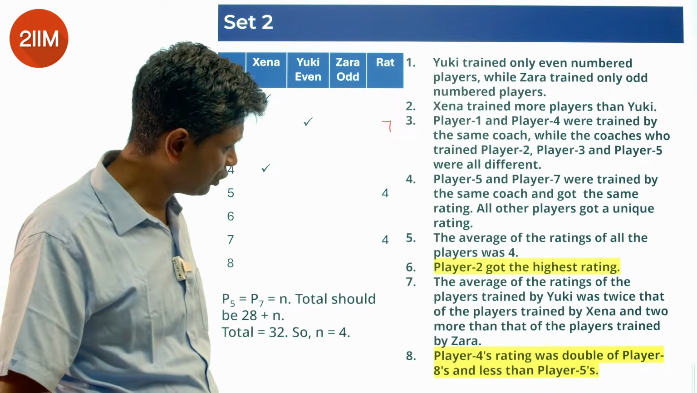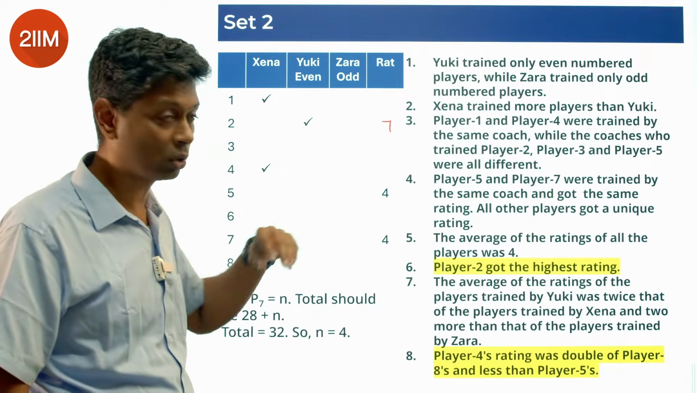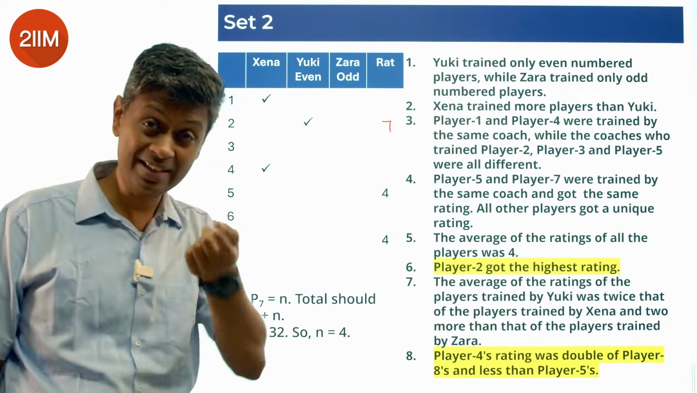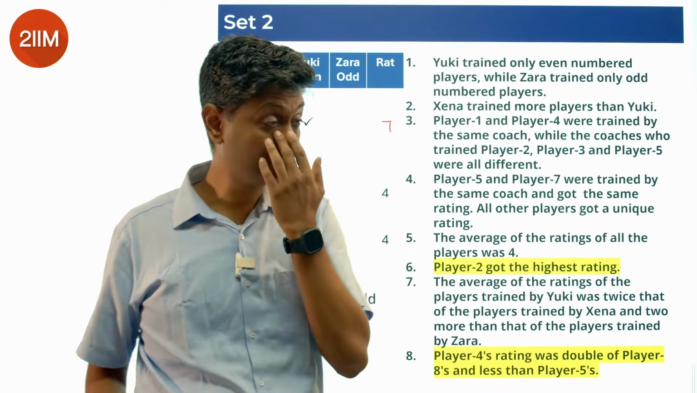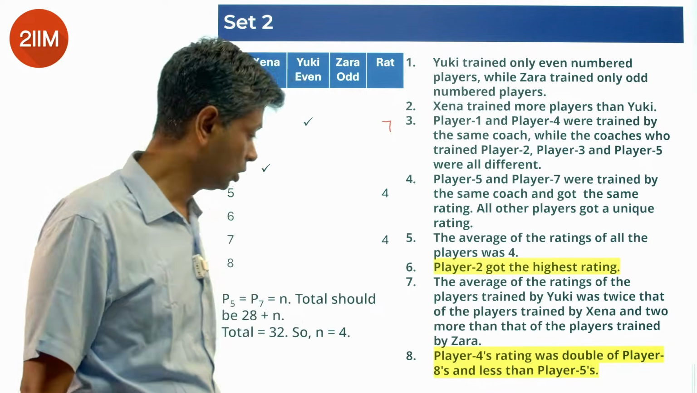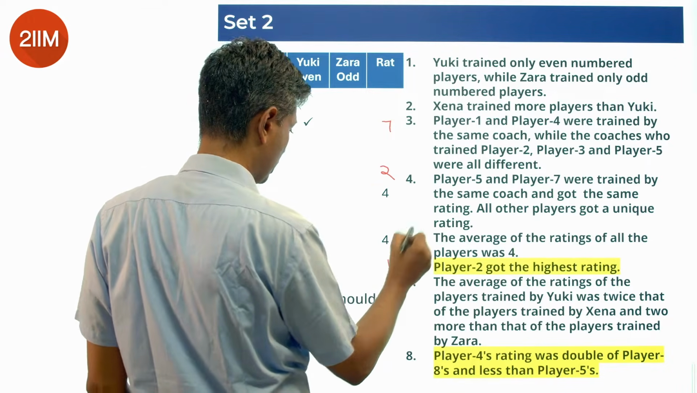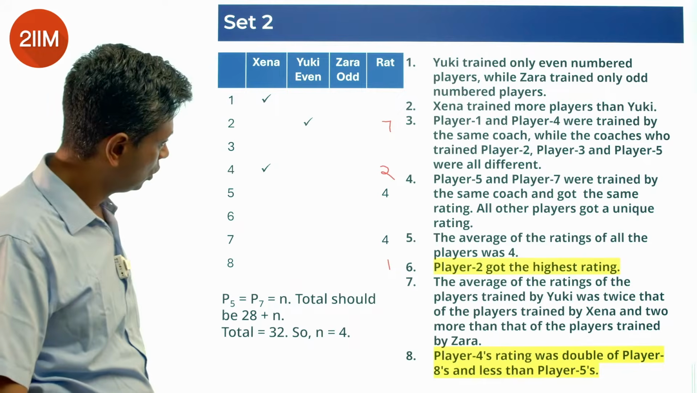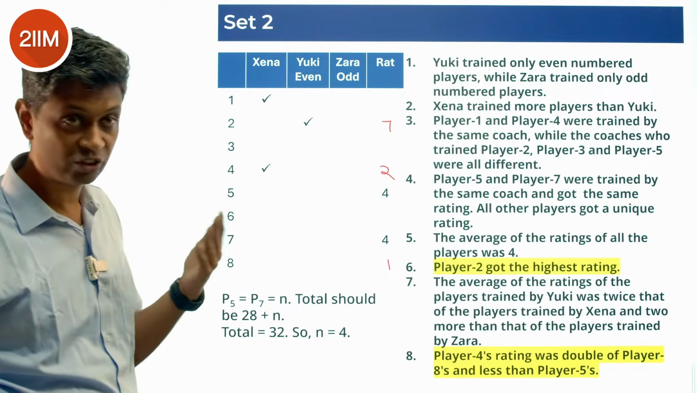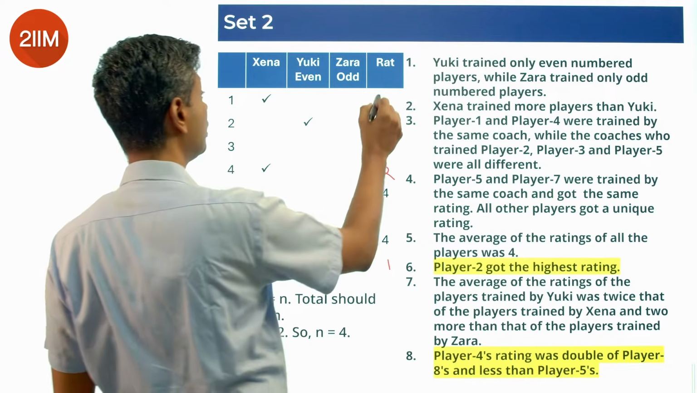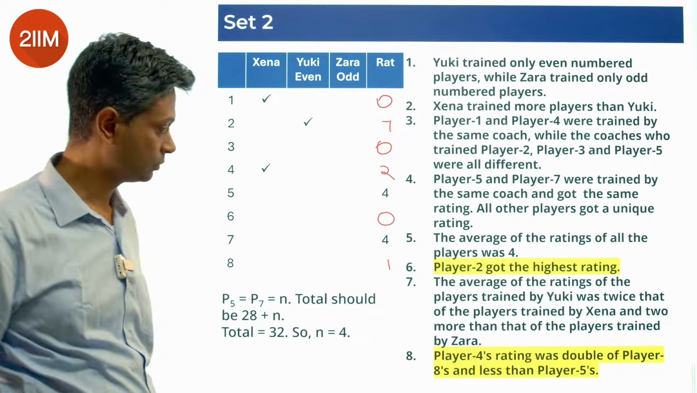Player 4's rating was double of player 8's and less than player 5's. Player 5's rating is 4. Player 4's is less than player 5's and double of 8's. So player 4 has to be an even number, even number less than 4. So player 4 should have got 2. Player 8 should have got 1. Got 1, 2, 2, 4s. So 3 is missing, 5 is missing and 6 is missing. 3, 5, 6 have to occupy these 3 slots. Brilliant.